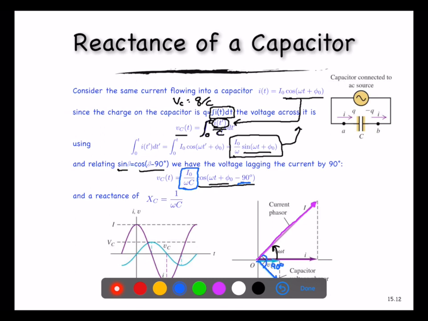And now I want to say that the reactance of this capacitor is the ratio of the peak voltage to the peak current. And that peak voltage I've worked out is I naught over omega C. And so when I divide that by I naught, I get that the reactance is 1 over omega C.